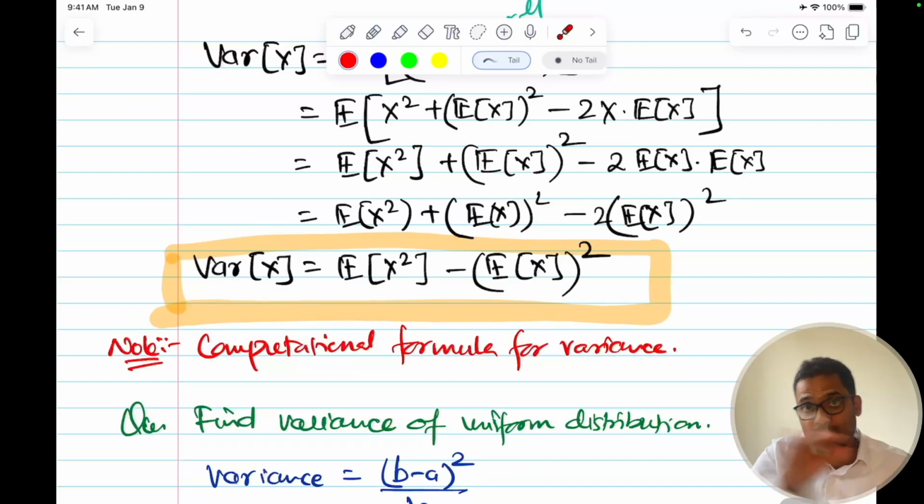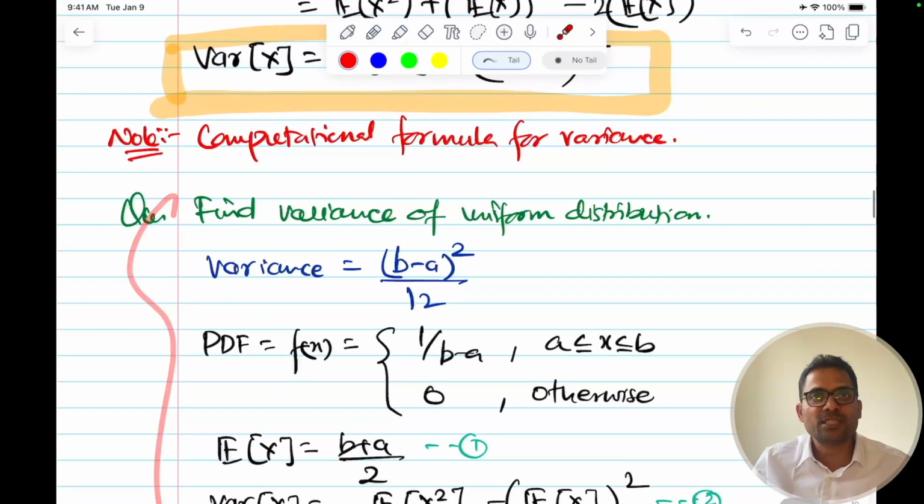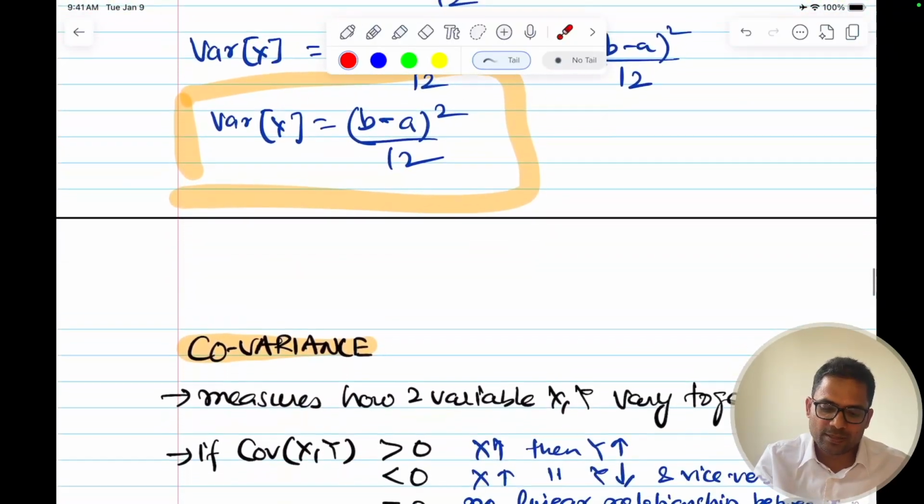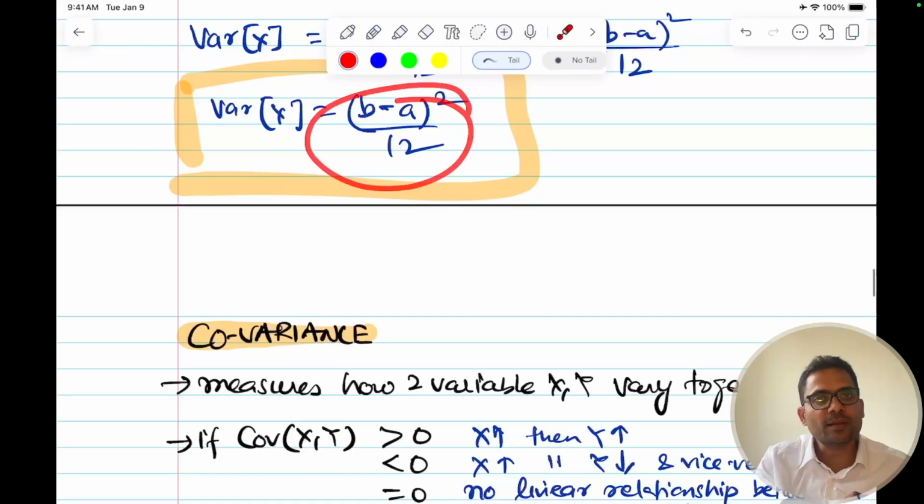We don't go through all those values. And then we found the variance of the uniform distribution, and after integration and all those things, we found that it is (b minus a) square by 12.